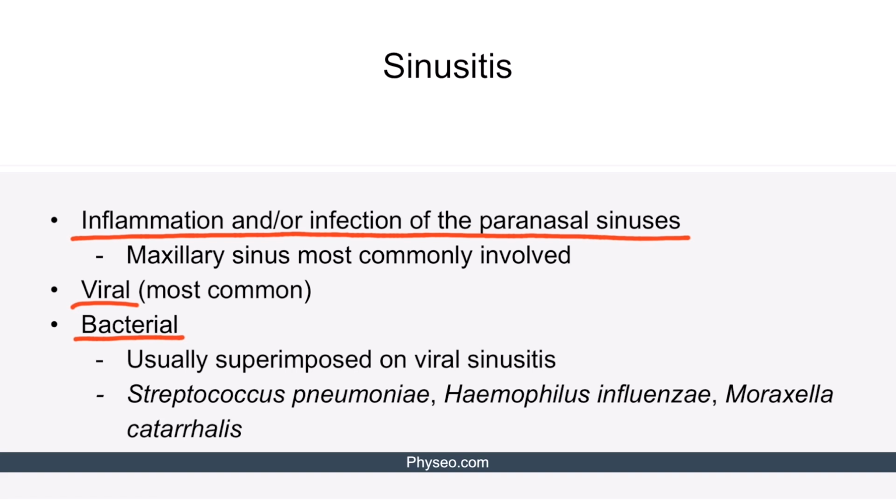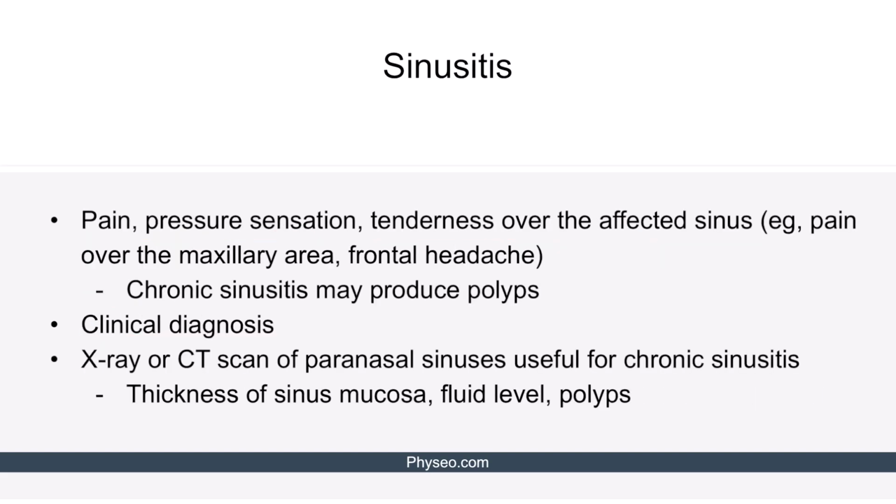The most common bacterial pathogens are Streptococcus pneumoniae, Haemophilus influenzae, and Moraxella catarrhalis. The inflamed sinus produces pain and pressure sensation, as well as tenderness over the affected sinus. For example, maxillary sinusitis produces tenderness over the maxillary area, while frontal sinusitis produces frontal headache. In addition, if chronic, the continued inflammation and consequent mucosal regeneration may produce polyps in the sinus.